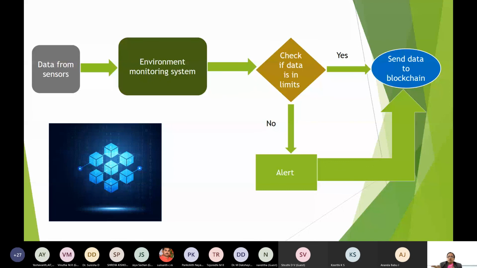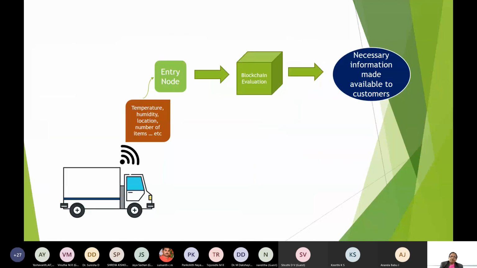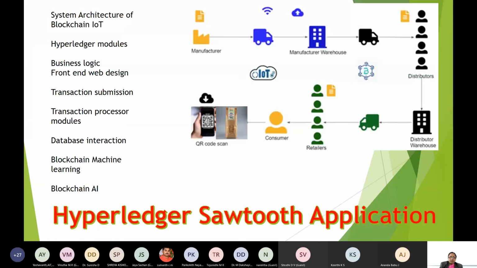So send data from the sensors to the blockchain. Okay, the necessary information is made available through the QR code. Okay, so application wise, this is another 1 or 2 minutes, I think.